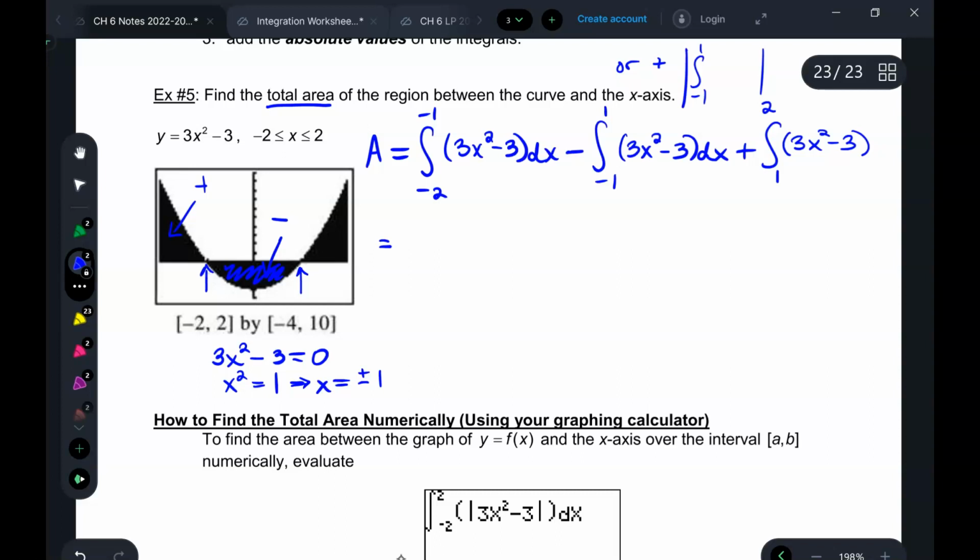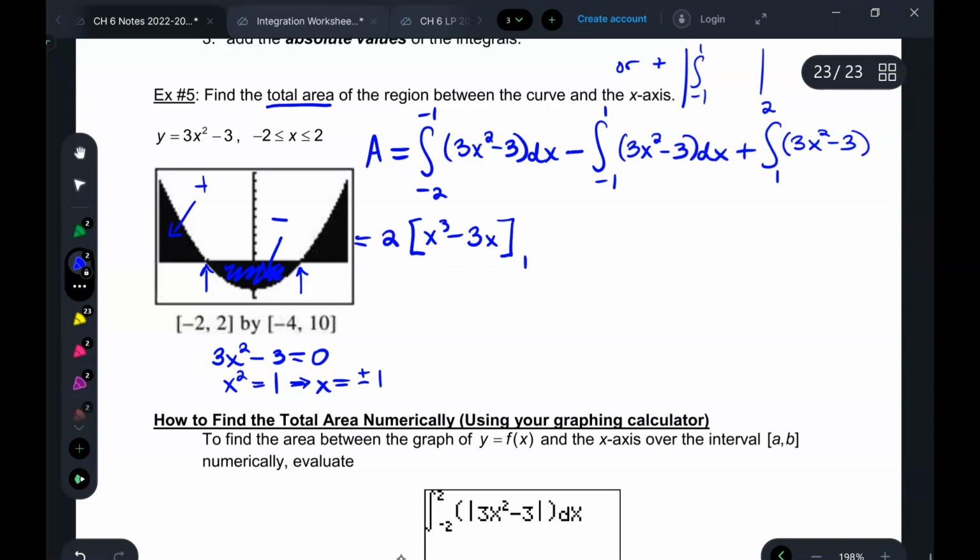Okay. We can do this pretty quickly. What's going to happen here? 3x cubed over 3, x cubed, minus 3x. Now I'm going to do something, as I just mentioned. I'm just going to put a 2 in front.